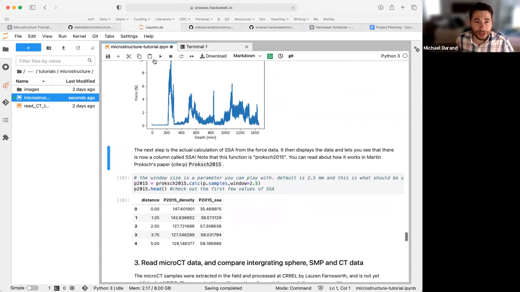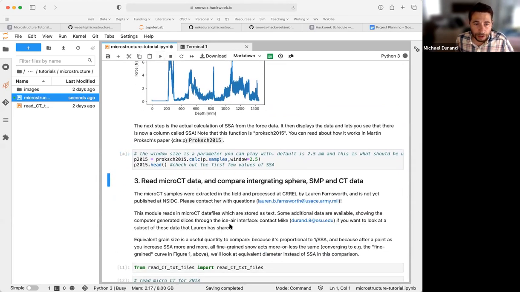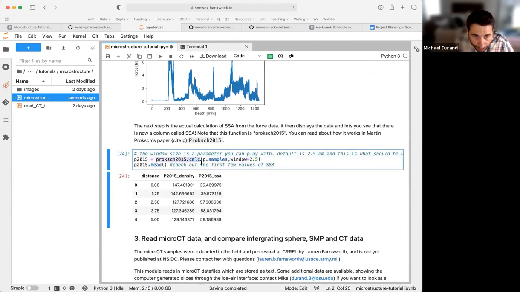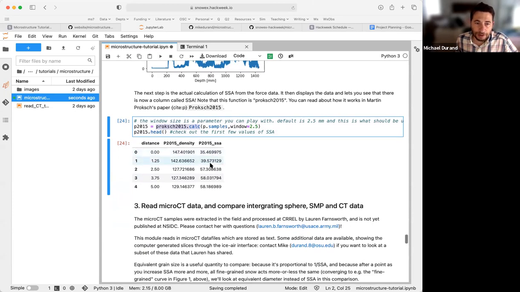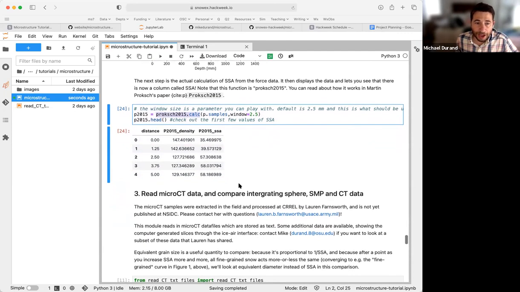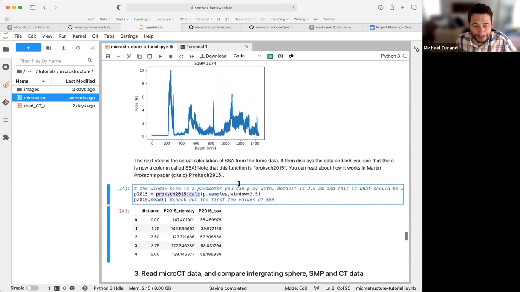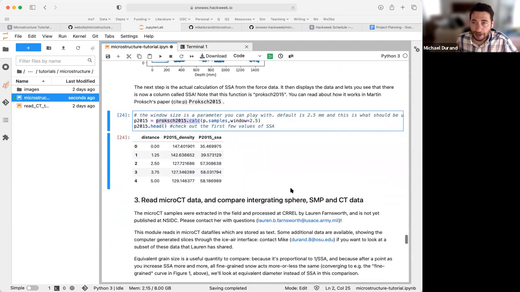The final step is the SSA calculation. We're going to run that. This Proksch 2015 calc calls the Snow Micropen library and applies that empirical relationship. And then here I'm just displaying the first few SSA values. I have more comments when we compare them on the correct library to use, which I can talk about in a few moments. Any comments on all that?